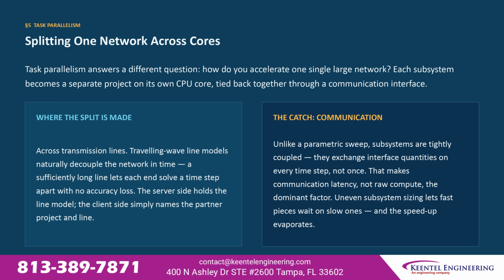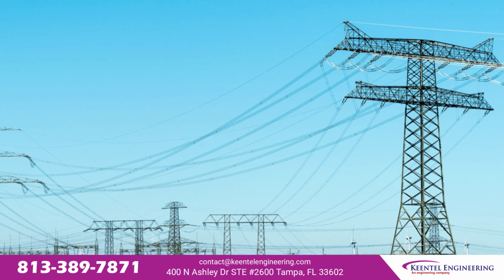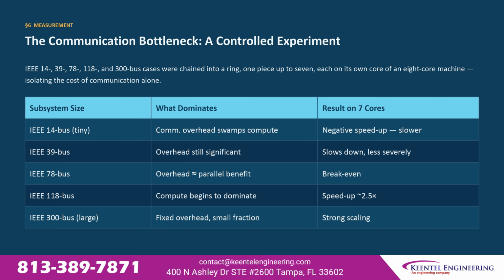Communication latency, not raw compute, becomes the dominant factor. Uneven subsystem sizes compound the problem. Fast pieces wait on slow ones at every step, and the speed up evaporates. To isolate communication cost from parallel compute benefit, IEEE 14, 39, 78, 118, and 300 bus cases were chained into a ring, up to 7 pieces, each on its own core of an 8-core machine.